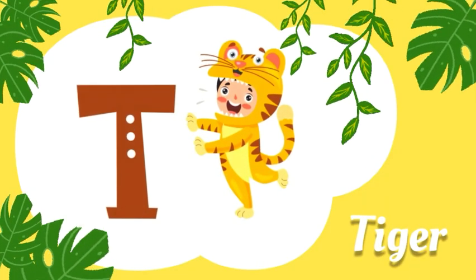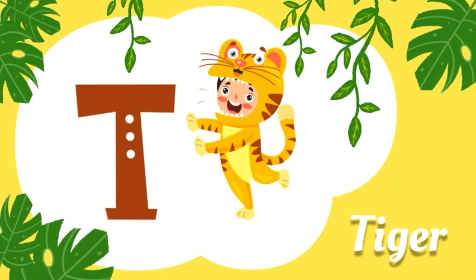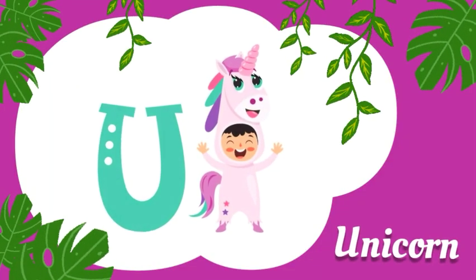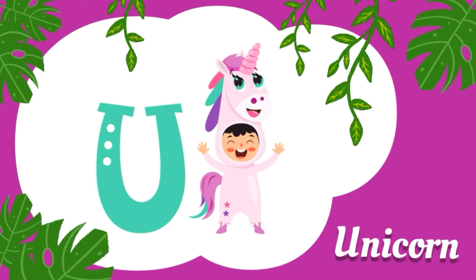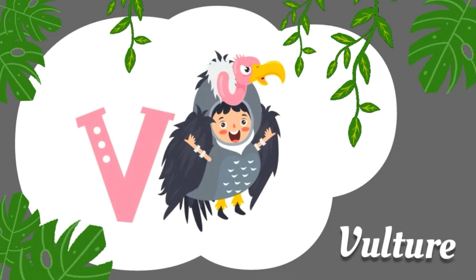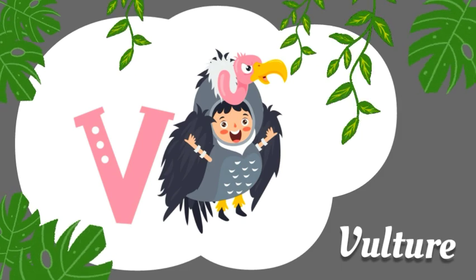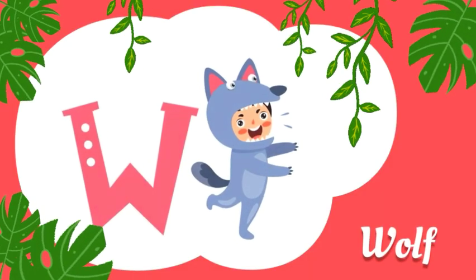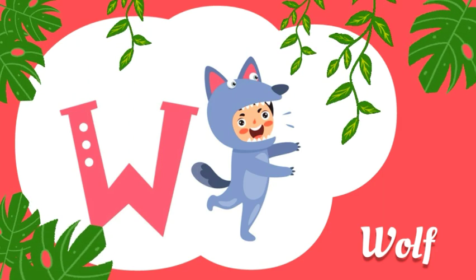T is for tiger. Ta, tiger. U is for unicorn. A, unicorn. V is for vulture. Va, vulture. W is for wolf. Wa, wolf.